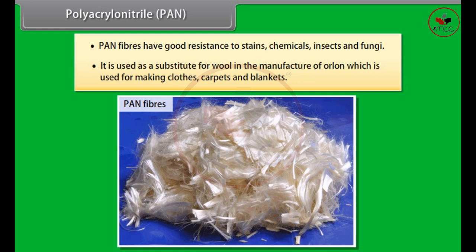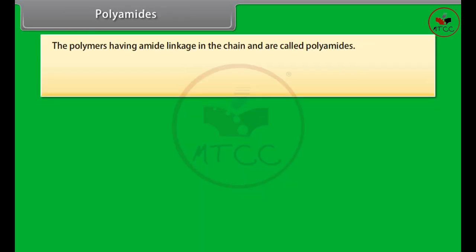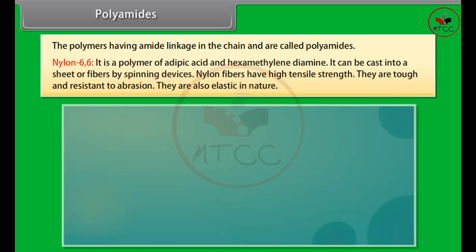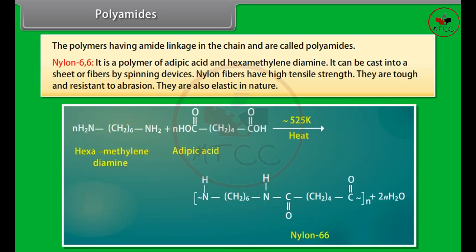and blankets. Polyamides. The polymers having amide linkage in the chain are called polyamides. Nylon 66. It is a polymer of adipic acid and hexamethylene diamine. It can be cast into a sheet or fibers by spinning devices. Nylon fibers have high tensile strength. They are tough and resistant to abrasion. They are also elastic in nature.